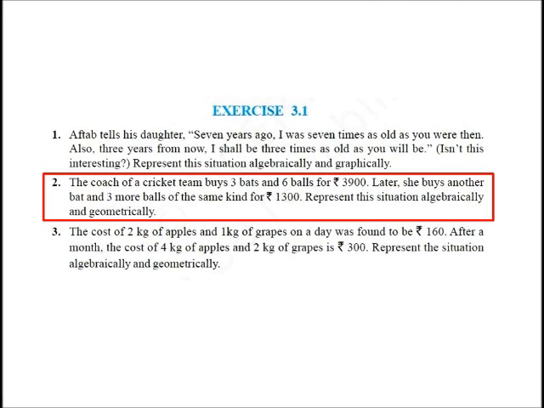So the second question of exercise 3.1 is: the coach of a cricket team buys 3 bats and 6 balls for rupees 3,900. Later, she buys another bat and 3 more balls of the same kind for rupees 1,300. Represent this situation algebraically and geometrically.